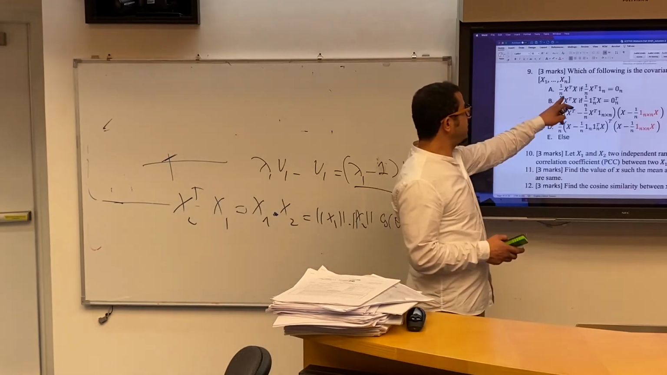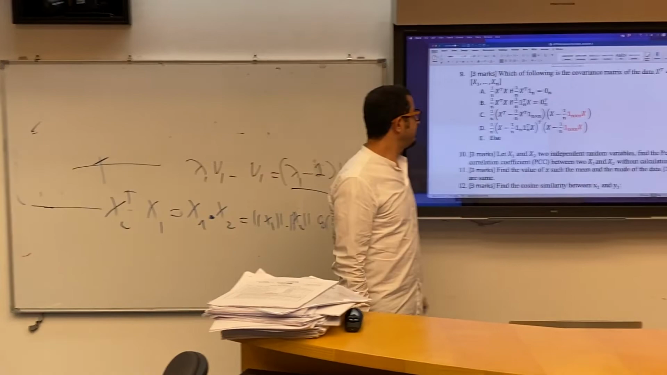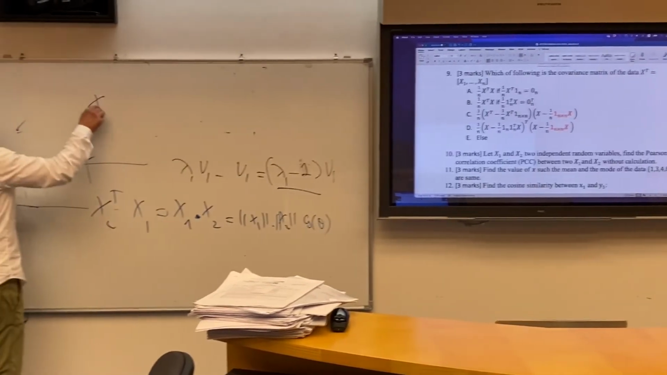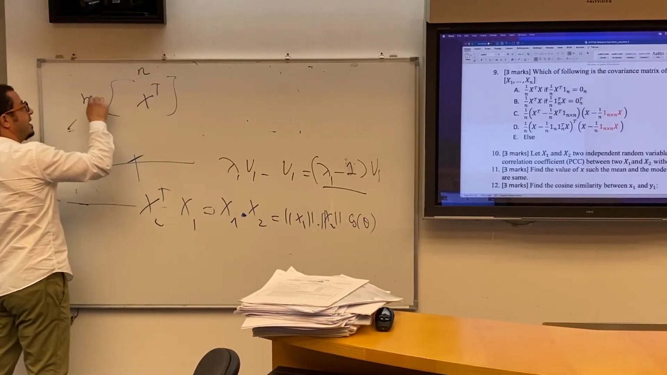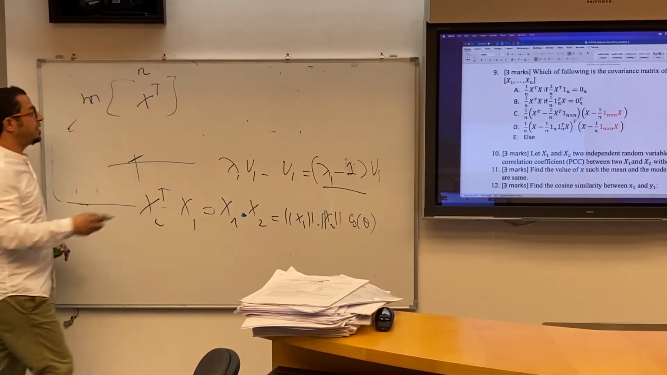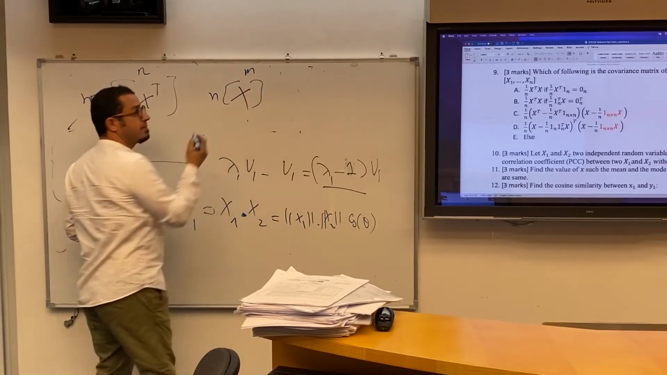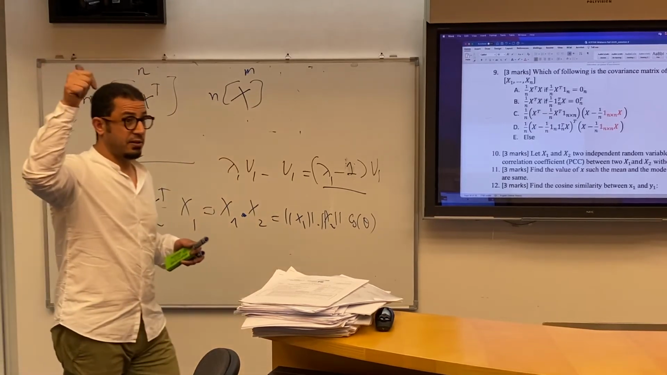Yes, it's correct. Because the size of x transpose is m by n. So m by n. Doctor, what on n we put? Okay. What is the size of x transpose, please? M and n. Do you okay with that? Yes. What is the size of x? M by n. Okay? So A is correct.